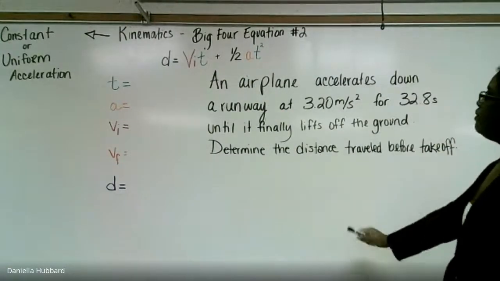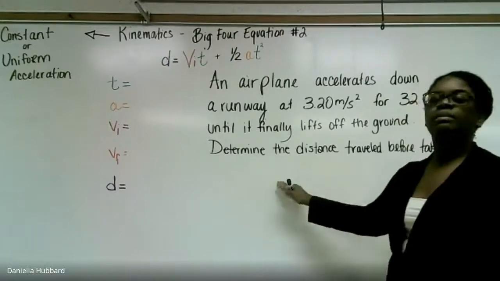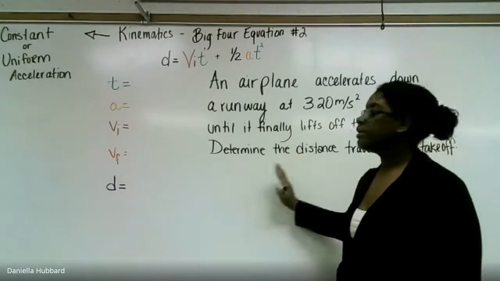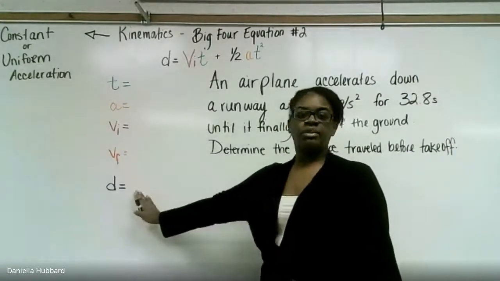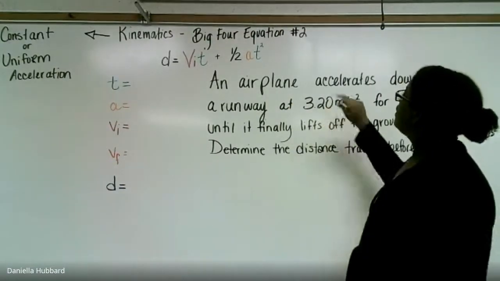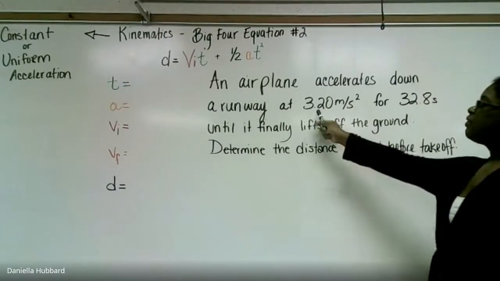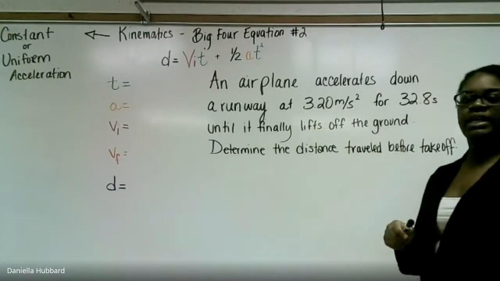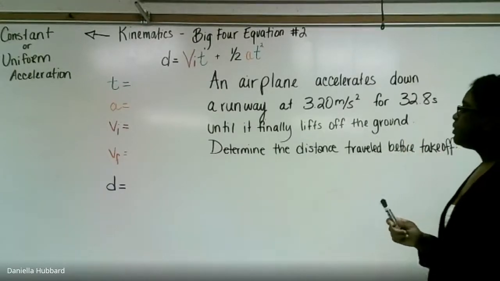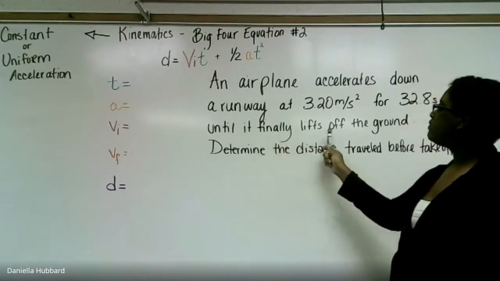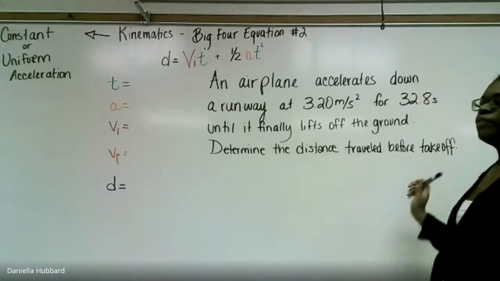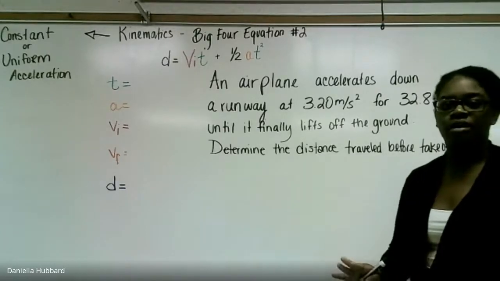So, first problem, you don't have to write the problem, but it will help you if you'll follow along and place the information that's in the problem on the side to its appropriate variable. Okay? We have an airplane that accelerates down the runway at 3.20 meters per second squared for 32.8 seconds until it finally lifts off the ground. Determine the distance traveled before it takes off, before it lifts off.